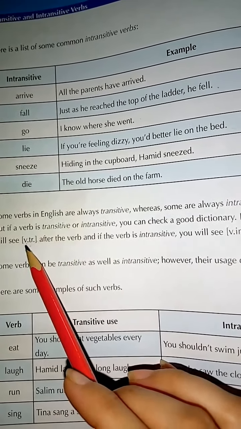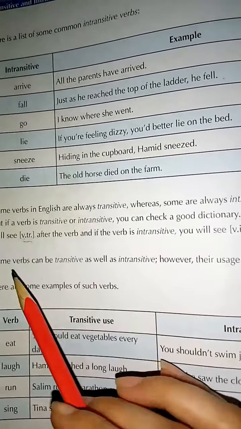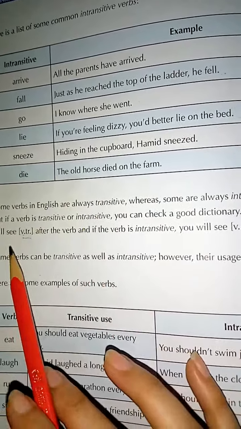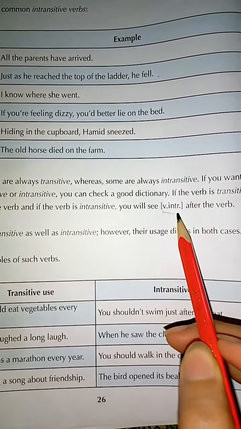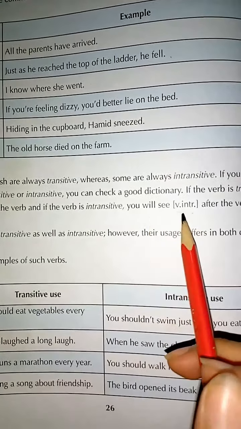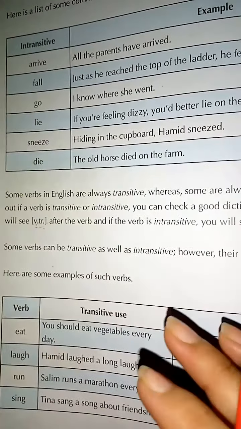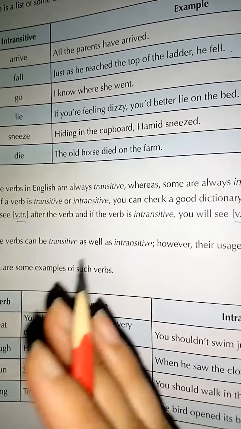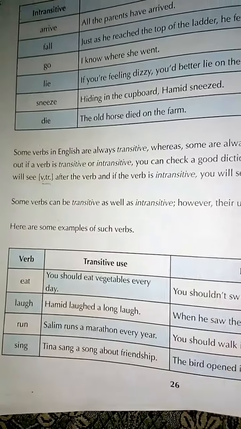whenever you see this word with this abbreviation, that means those words are transitive verbs. And when you see this other abbreviation, that means the word is an intransitive verb. Or if you want to see whether a word is transitive or intransitive, you must check the dictionary, if you don't know already.